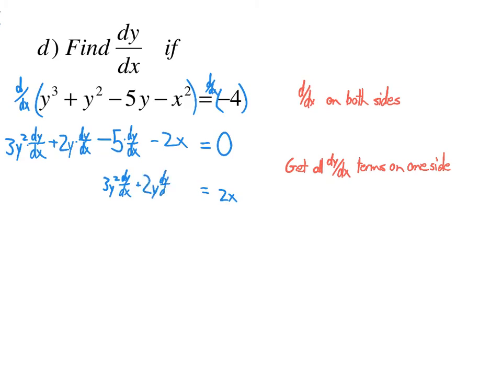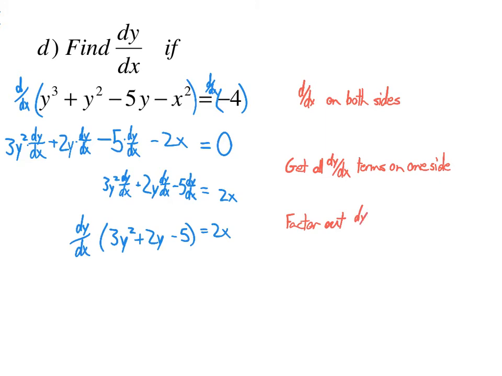You can factor it out. Now that those all have a dy dx, we're going to factor out a dy dx, and what's left is a 3y squared plus 2y minus 5. And then finally we're going to simply divide to get the dy dx by itself. dy dx is going to equal 2x divided by that 3y squared plus 2y minus 5.